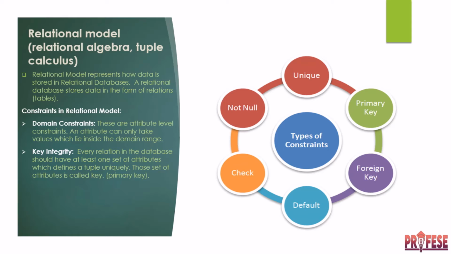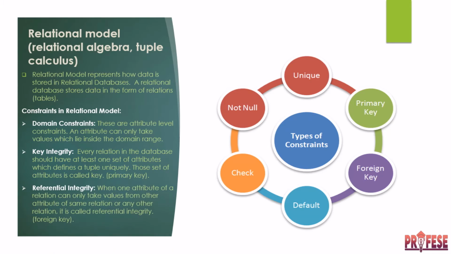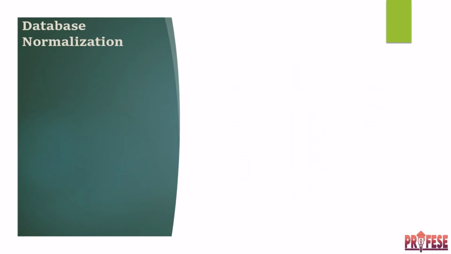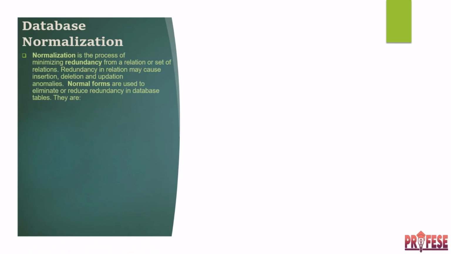Key integrity. Every relation in a database should have at least one set of attributes which defines a tuple uniquely. That set of attributes is called a key, for example, a primary key. Referential integrity. When an attribute of a relation can only take values from another attribute of the same relation or any other relation, it is called referential integrity. For example, a foreign key.